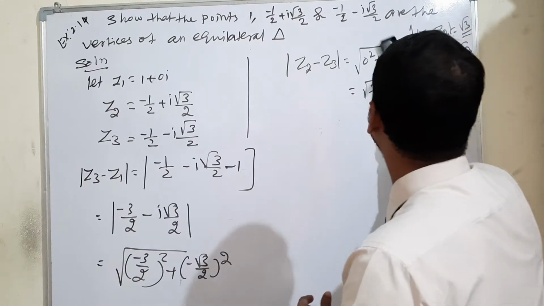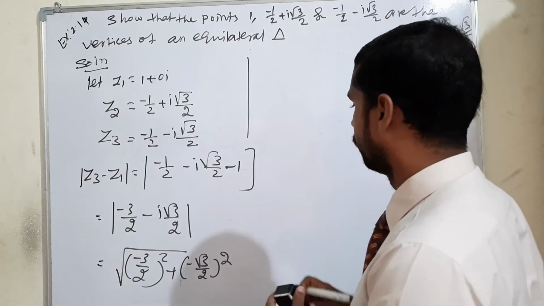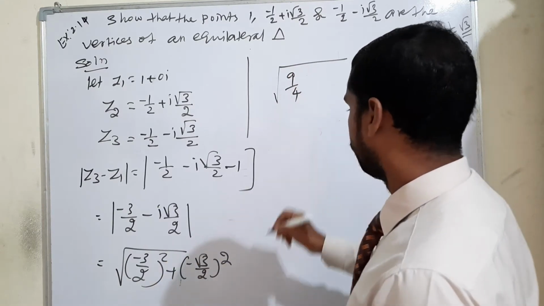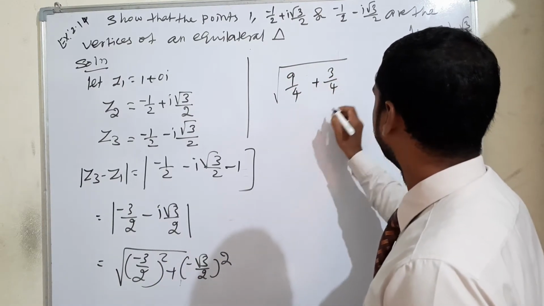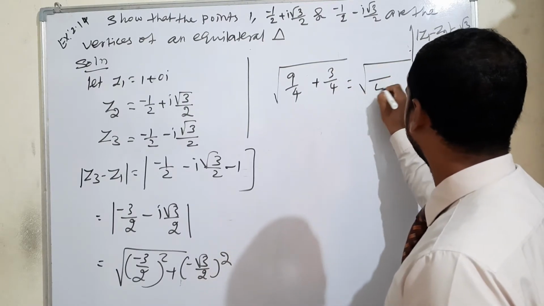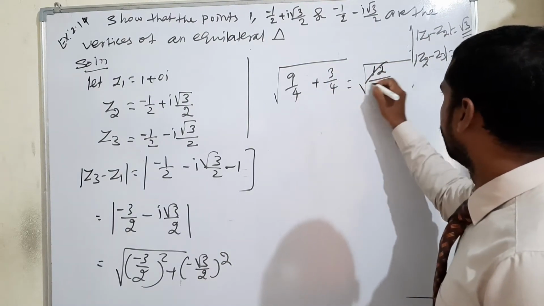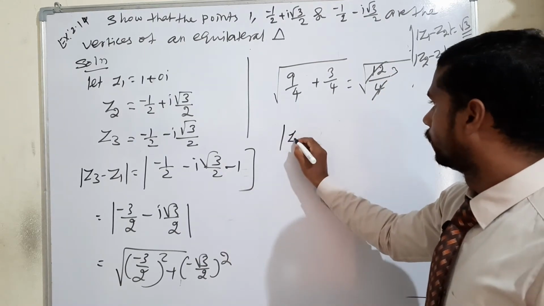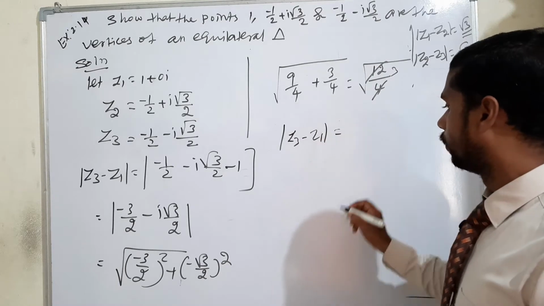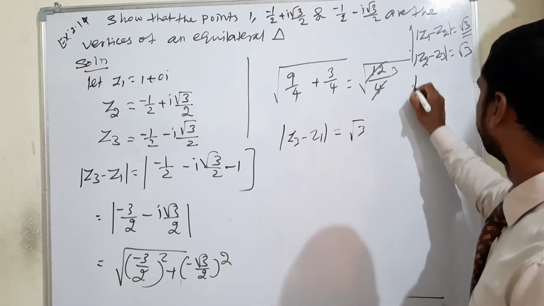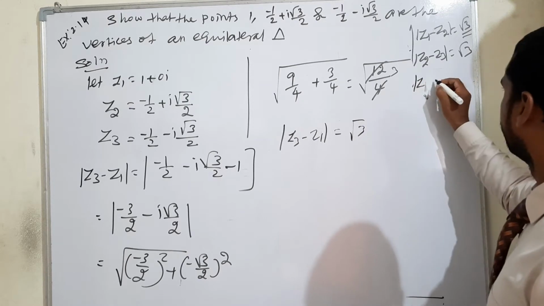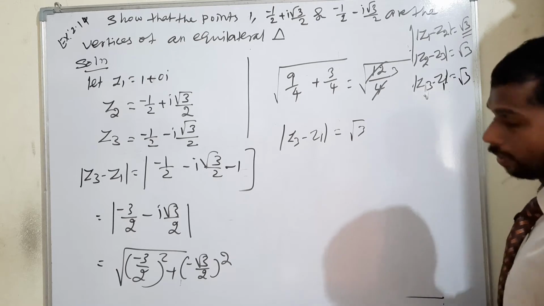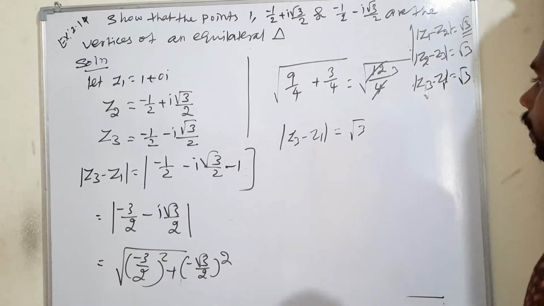Therefore, square root of minus 3 by 2 squared means 9 by 4, again plus 3 by 4. The denominator is the same, 4, so 9 plus 3 is equal to 12. 3 fours are 12. Therefore, modulus of Z3 minus Z1 is equal to square root of 3. All the three sides are equal.